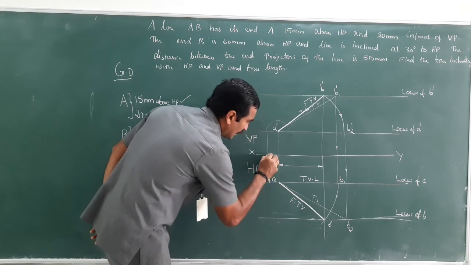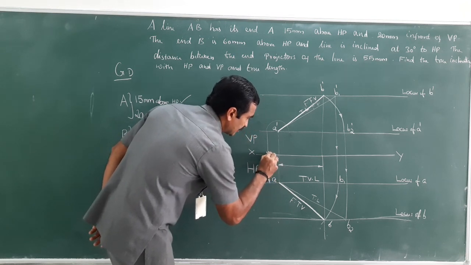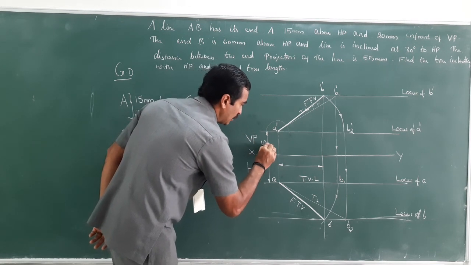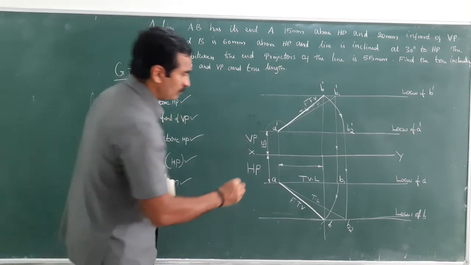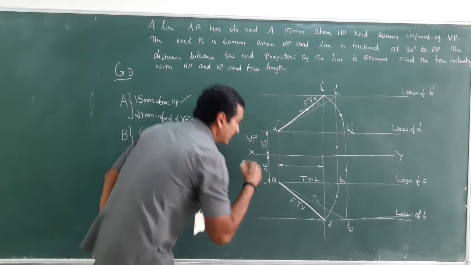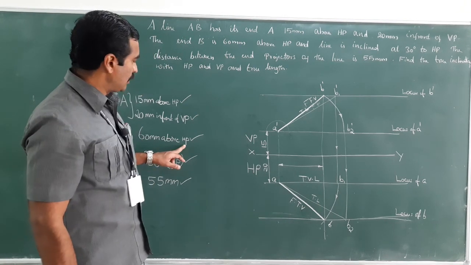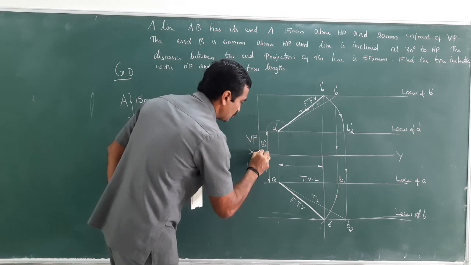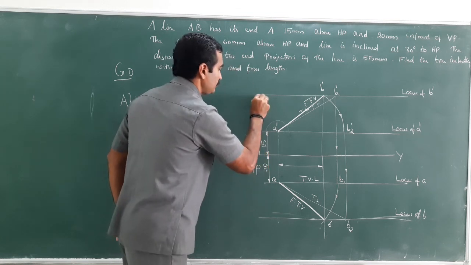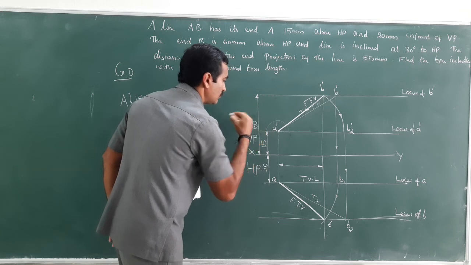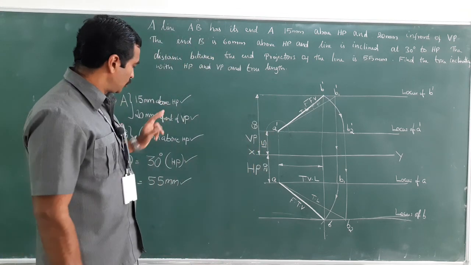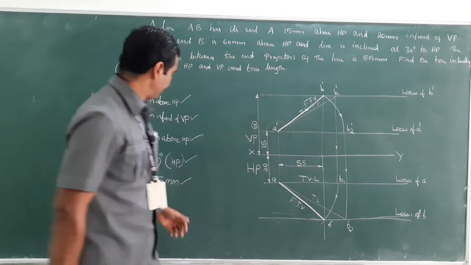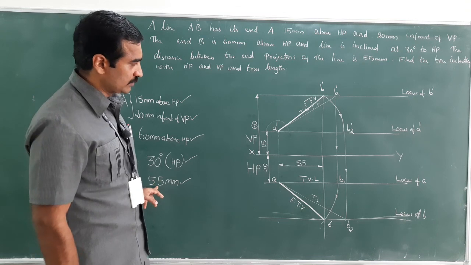With filled arrows, you just mention it. So 15 mm above HP, 20 mm in front. Next, 60 mm above HP. So 60 mm above HP. Right? So 1, 2, 3. This 55 I have already mentioned here. This is the end projector, right?